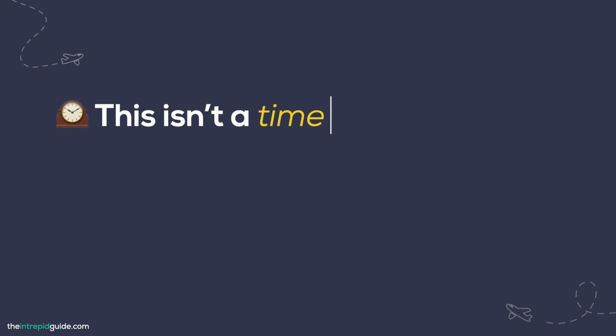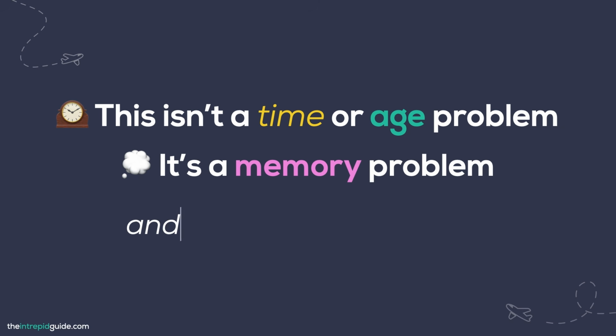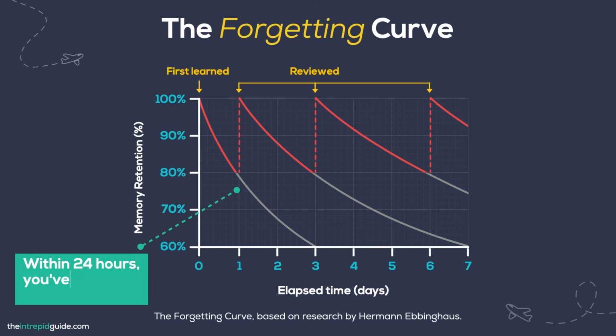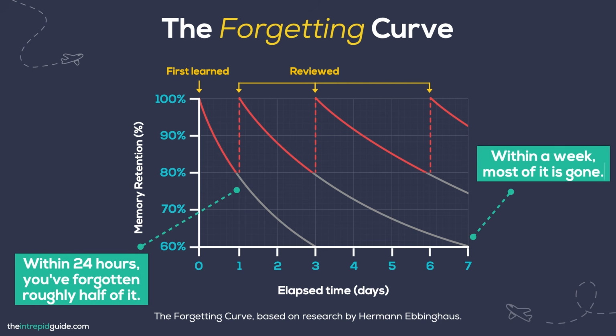And when you do return to your textbook, you realize that you've forgotten almost everything from the last time that you sat down. Now this isn't a time or an age problem, it's a memory problem, and there's a name for it. It's called the forgetting curve. Now the moment you learn something new, your brain starts forgetting it almost immediately. Now within 24 hours, you've already forgotten roughly half of it. Within a week, most of it is gone.